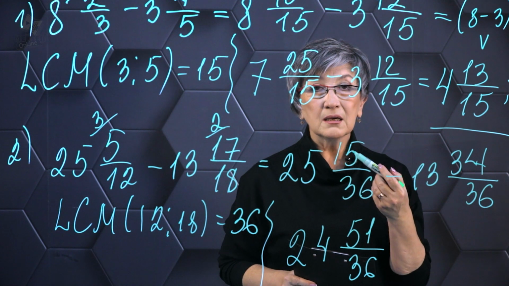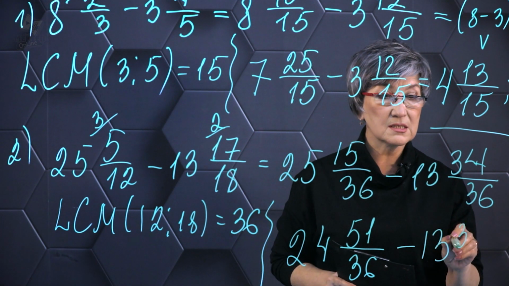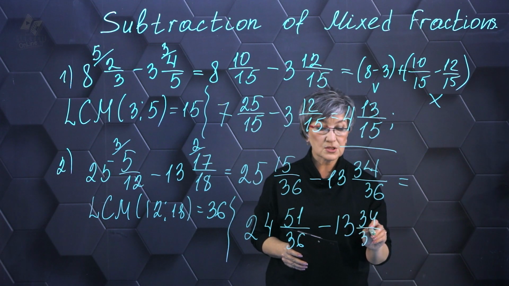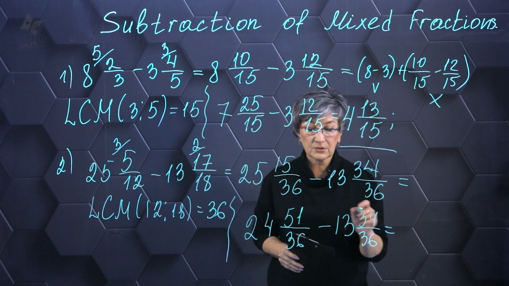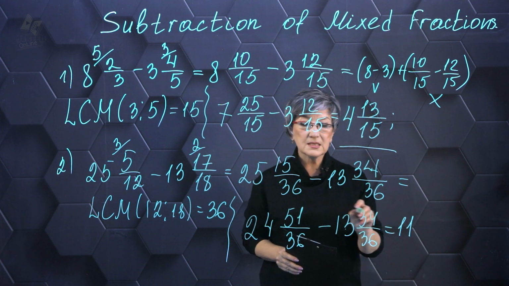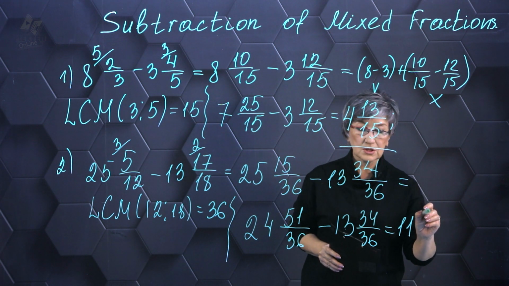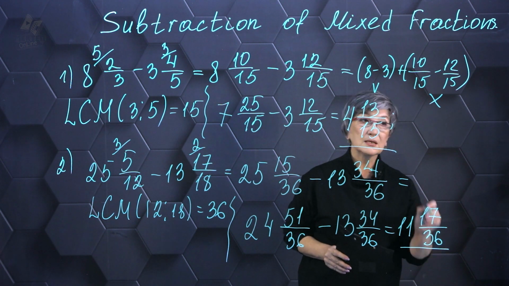Minus 13 whole, 34 thirty-sixths. Now we have to subtract. From 24, I subtract 13. That's 11. And 51 minus 34 is 17. 11 and 17 thirty-sixths, and that's our answer.